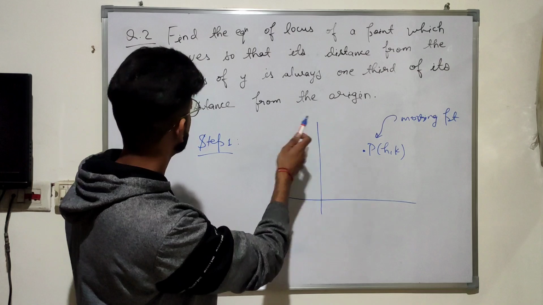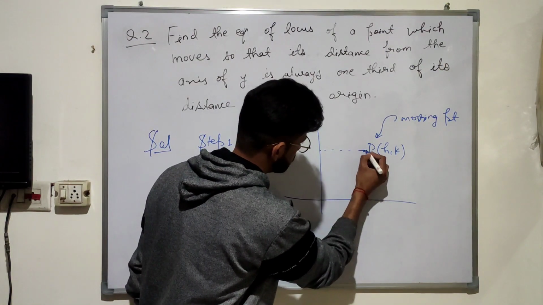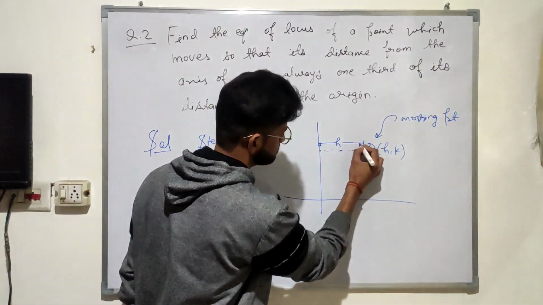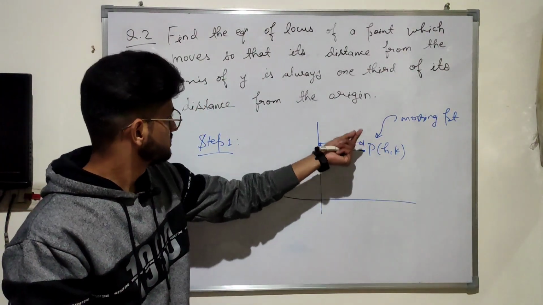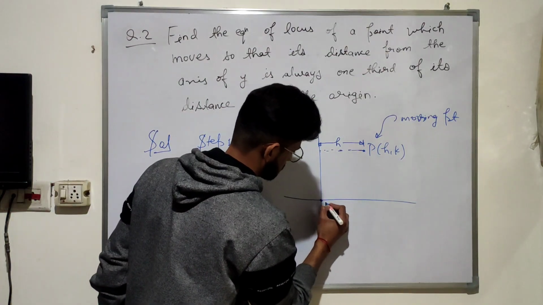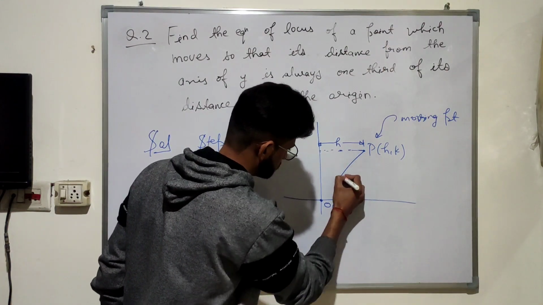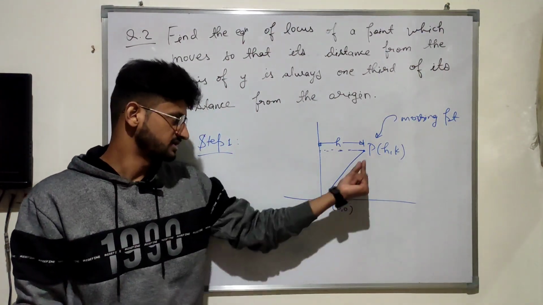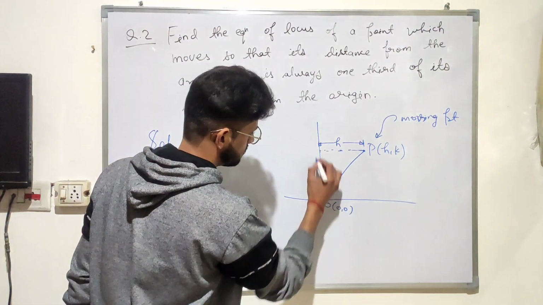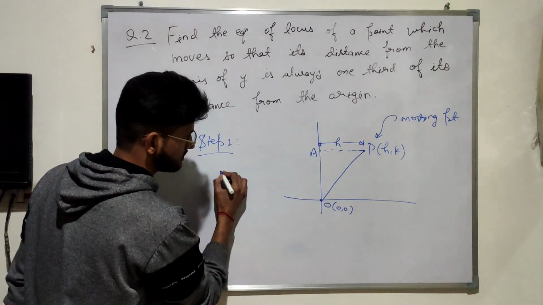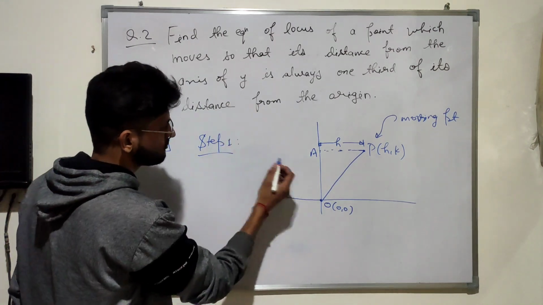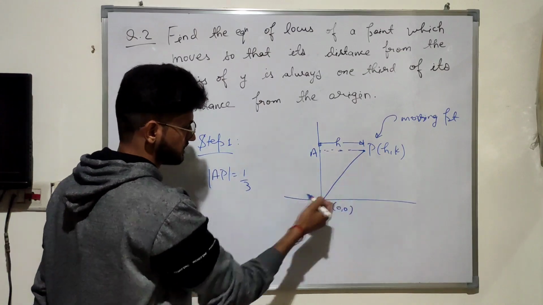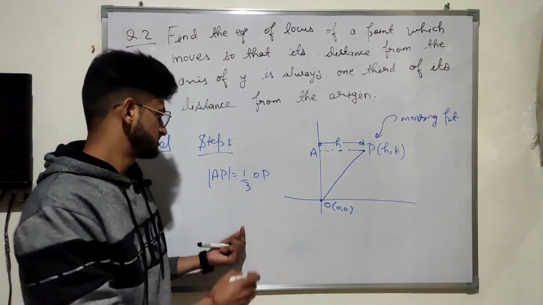Here the distance from the axis of y is going to be h units, because this is the x coordinate distance. Another distance is from the origin, with coordinates (0, 0), and we can find the distance OP by applying the distance formula. Let this be O and this be A. It is given that the distance from the axis of y, AP, is 1/3 of its distance from the origin, OP.